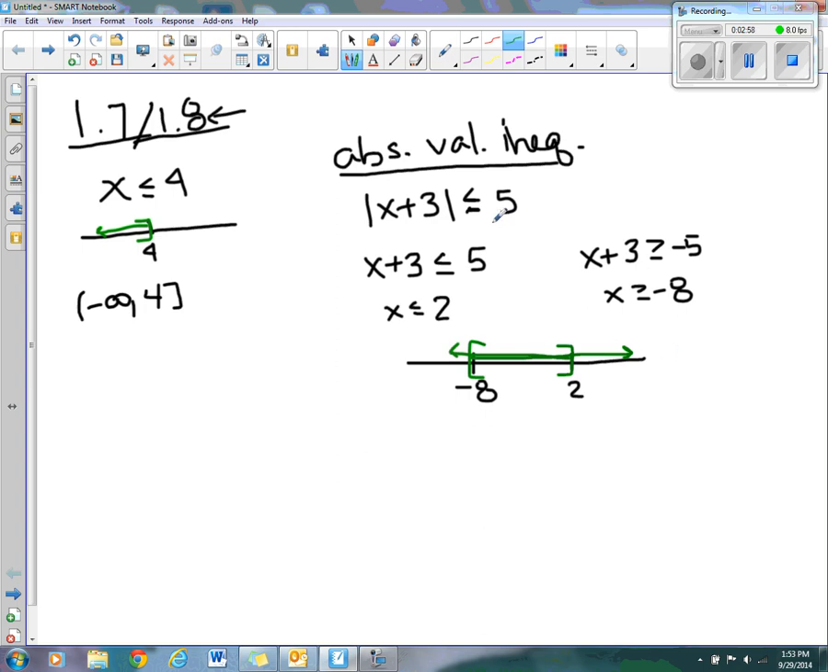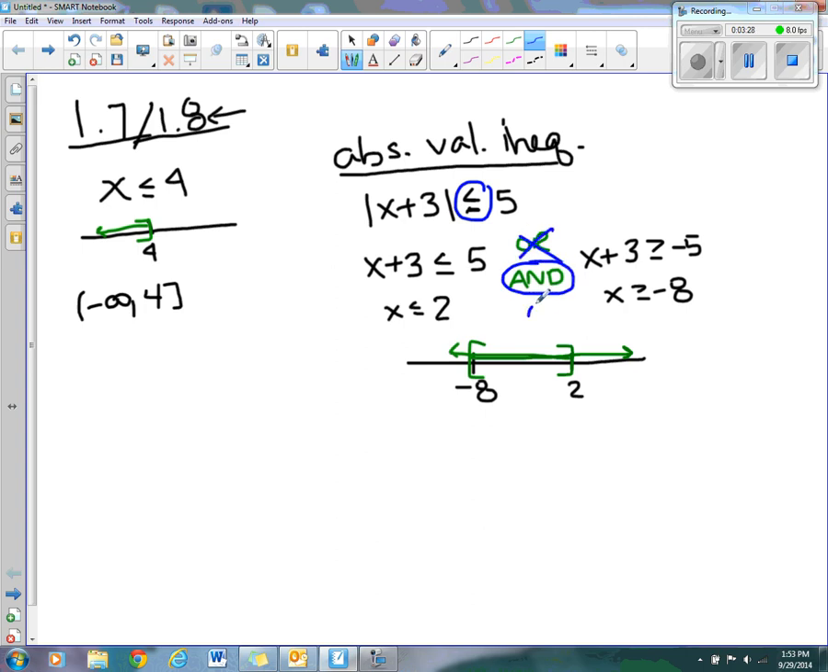Now the key to these is after you set both of them up, we're either going to find the union or the intersection of those two sets. So I have to figure out, am I thinking about both of these being true at the same time, using the word and, or is it either or? The key is when you have a less than or equal to sign, absolute value of stuff is less than a number. Less than is going to be your and.